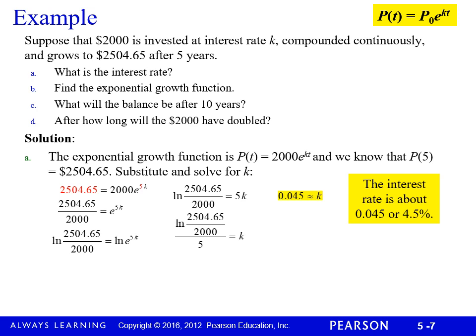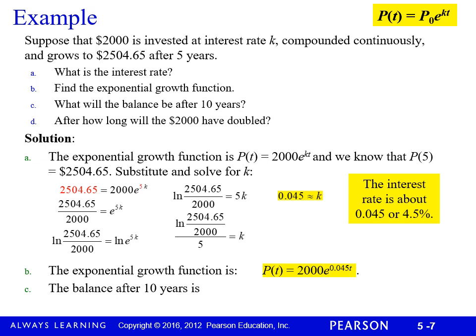So to find the exponential growth function, we just plug in P₀ and the k, or the growth rate that we just found, into the generic formula. And so we get P(t) = 2,000e^(0.045t). This is just plugging in the value we found in part A and the initial investment that is given in the problem. So to find the balance after 10 years, all we have to do is plug in 10 for t. We want to know what's going on 10 years later. Put it in our calculator, and we get $3,136.62 approximately.